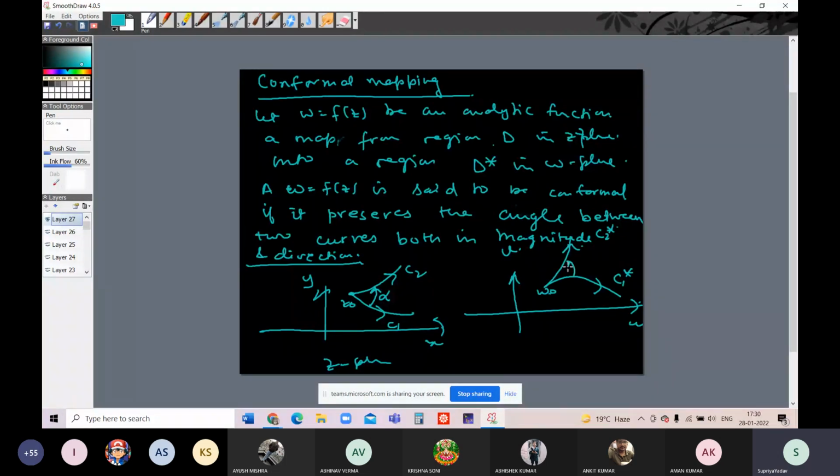Now the angle between them is the same. This is in magnitude alpha, it is also alpha, and direction is also the same. It was the anti-clockwise direction, it is also in the anti-clockwise direction. So we say that this map, which is an analytic map from region D to D star, if this map is preserving the angle between these two curves both in magnitude and also in direction, दोनों ही केस में ये जो एंगल है between these two curves is the same, both in magnitude and also in the direction, then we will say that this mapping is conformal. Okay, so this is called the conformal map.